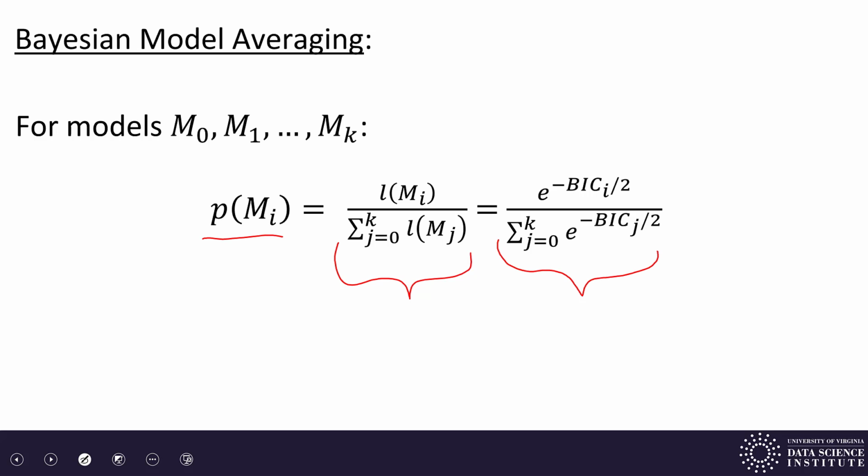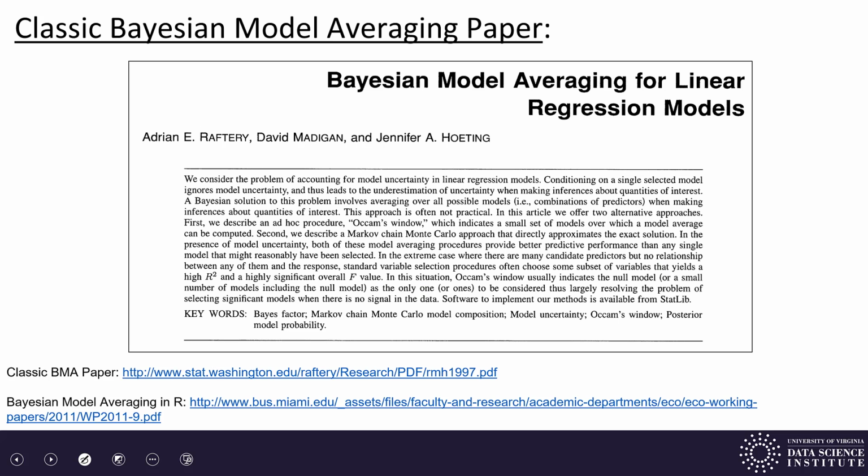So it's e to the negative BIC for that model over 2, divided by the sum of e to the negative BIC over 2 for all the models that we're going to be considering. So since linear regression outputs BIC in a standard form, it makes doing Bayesian model averaging, meaning computing a probability for each of the models in consideration, quite easy.